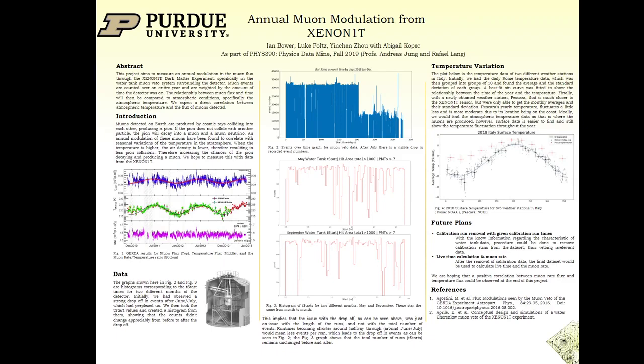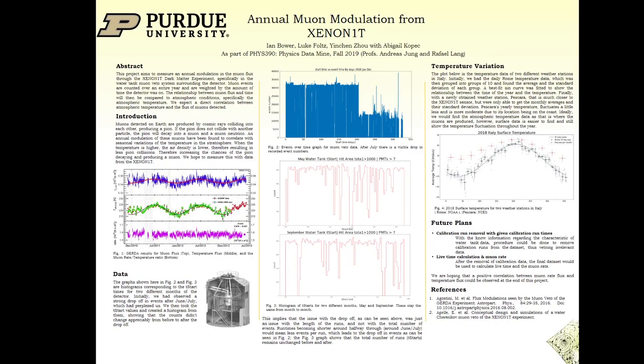Temperature data are collected and analyzed to be used as a comparison to the muon rate. Figure 4 is the temperature data of 2 different weather stations in Italy. Initially, we had the daily temperature data, which was then grouped into groups of 10, and we found the average and the standard deviation for each group, shown in the graph by black data points. A best fit sine curve was fitted to show the relationship between the time of the year and the temperature.